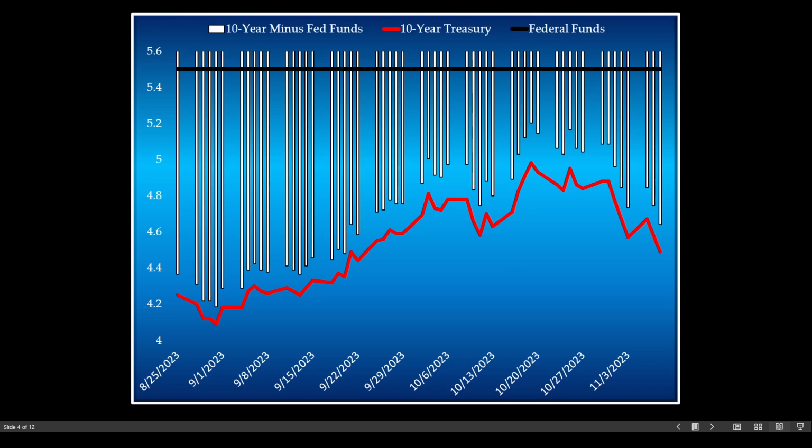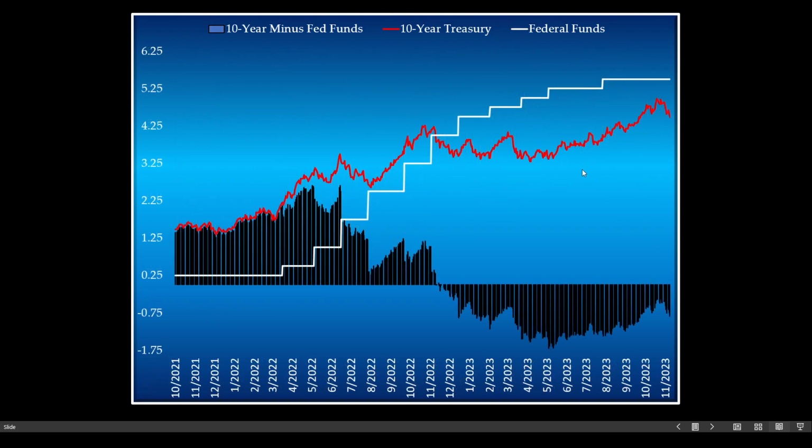And what we can see over time is that as the 10-year US bond goes up, so do these histogram bars. When the 10-year US bond goes down, these histogram bars go down as well. So again, it just shows us the difference between interest rates and the 10-year US Treasury. Now, take a look at a little bit of a longer term perspective. This goes back to October of 2021.